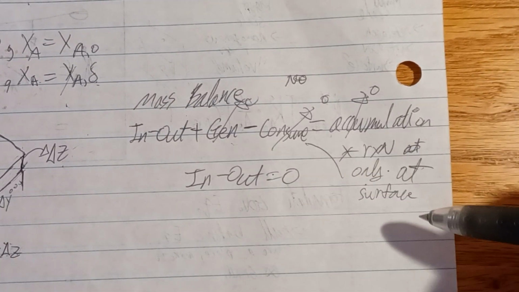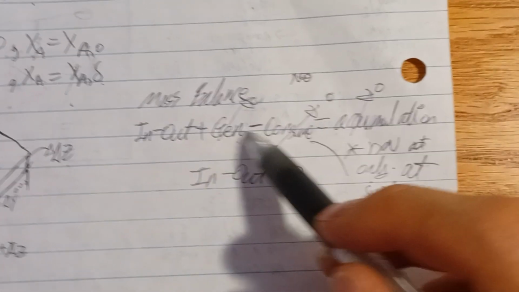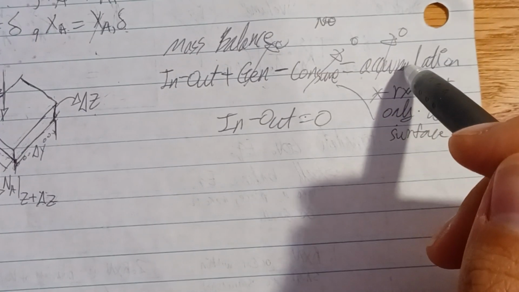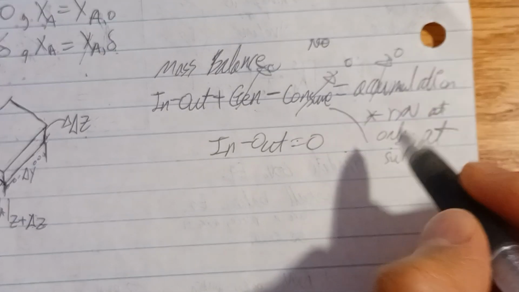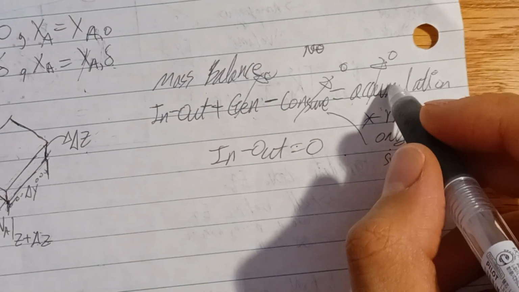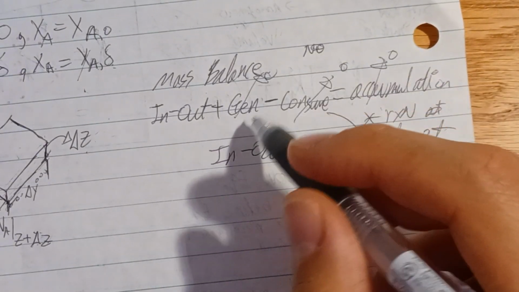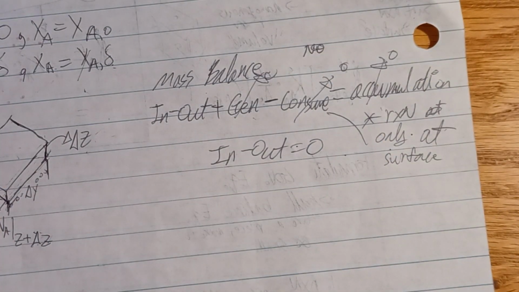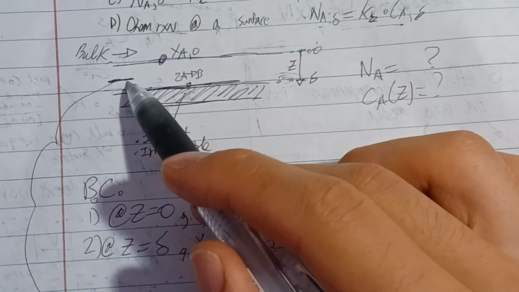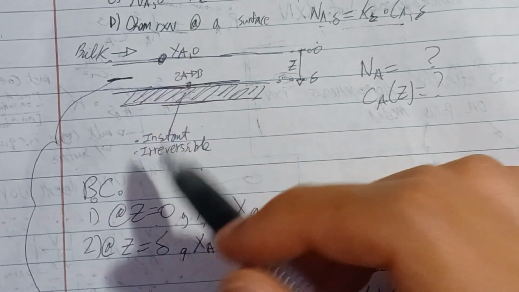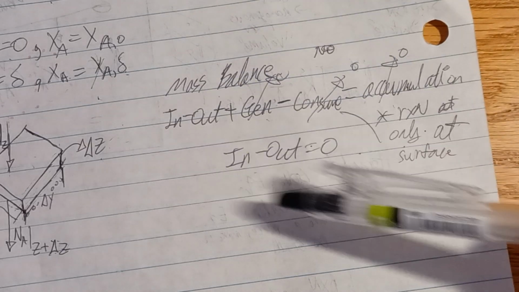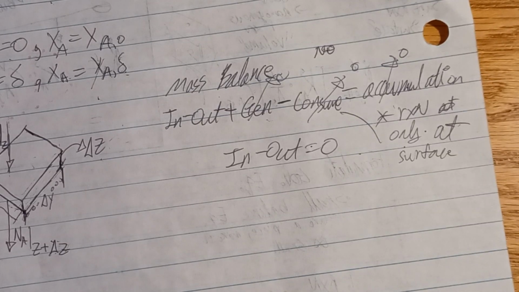But they all go to 0, at least accumulation. There's no generation or consumption because this is not at the surface of the catalyst. Accumulation goes to 0 because this is steady state, which means that if accumulation was non-zero, then at every time there would be a little accumulation, and if we did it for an infinitely long time, the concentration of A at this point would be ridiculously high, which doesn't make sense. So at steady state, accumulation is equal to 0. And so what we have left is in minus out equal to 0 for the mass balance.